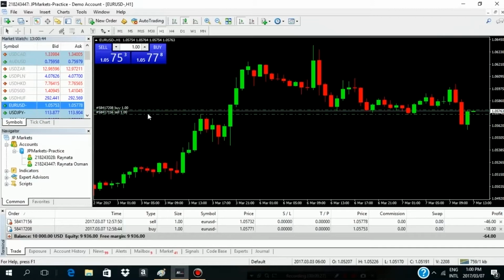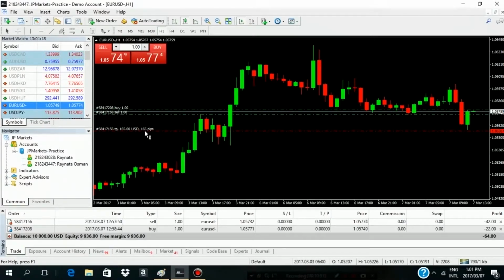When you are already in a trade, there are two ways in which you can set your take profit and your stop loss. If you are in a sell or a buy, it does not matter. But if you are selling, you make a profit when price moves down. So you drag your pending order down, your trade down, and this is your take profit.